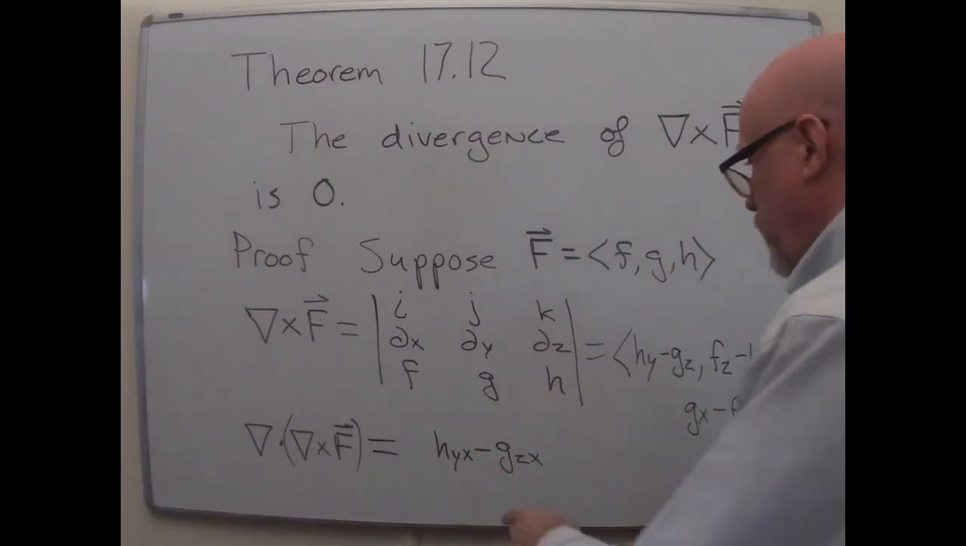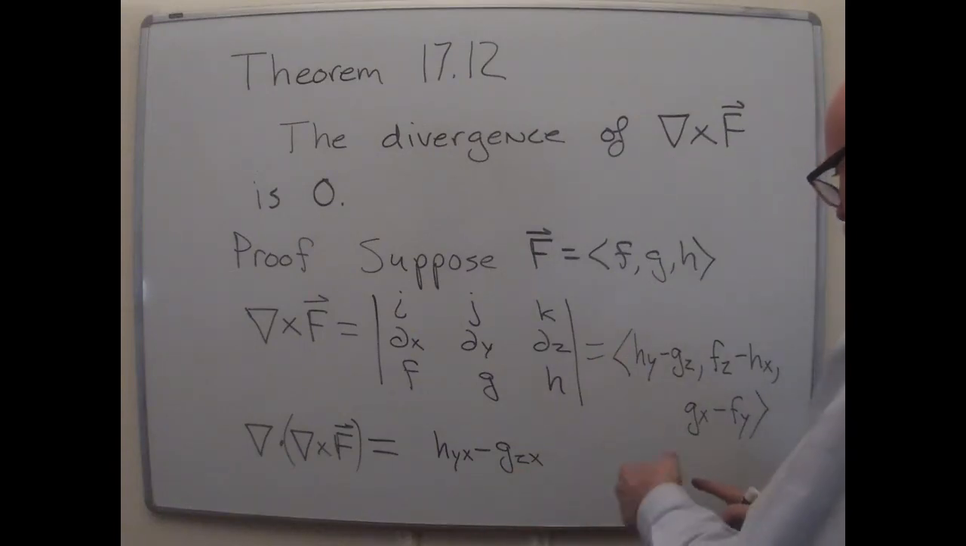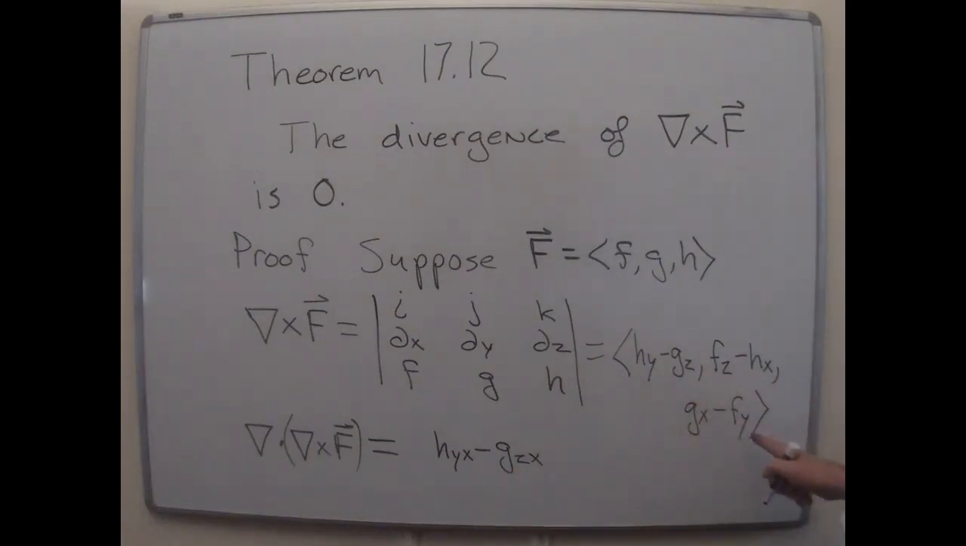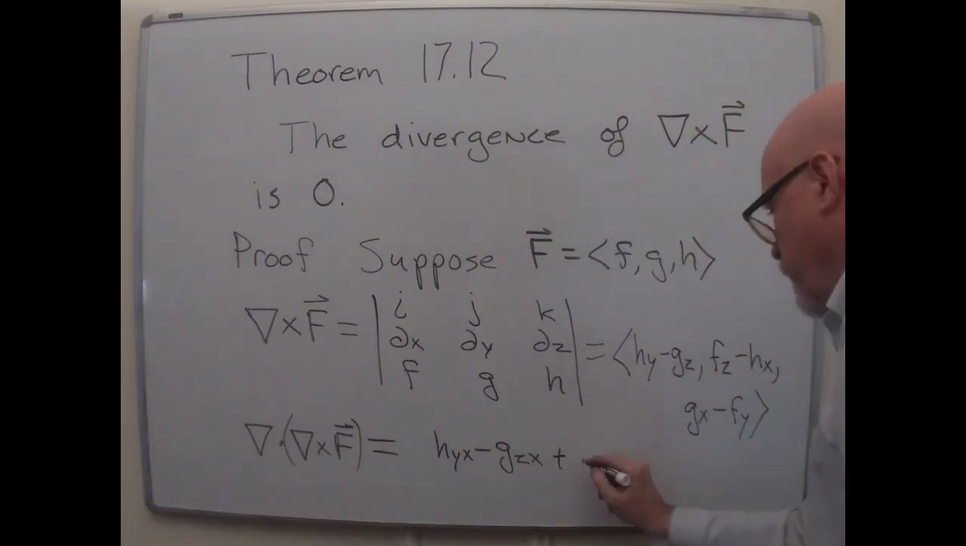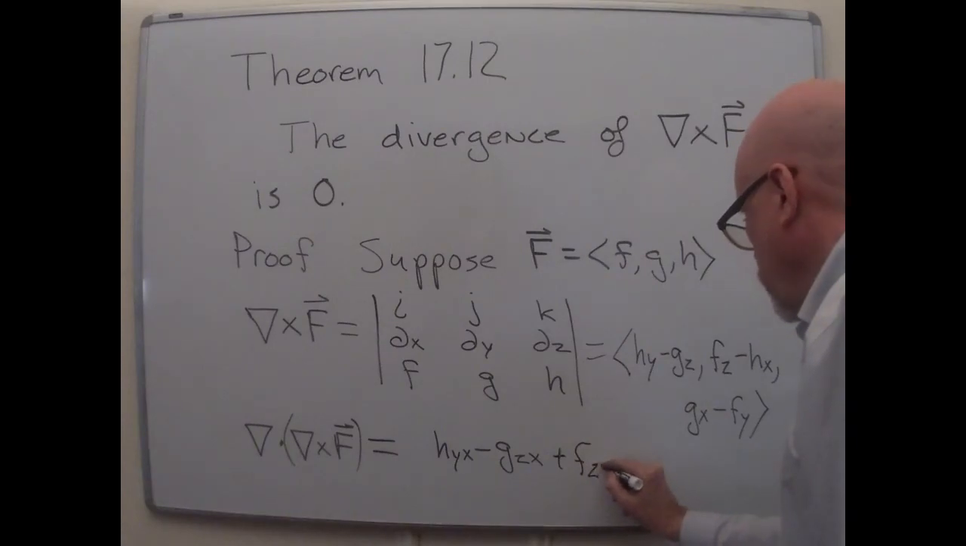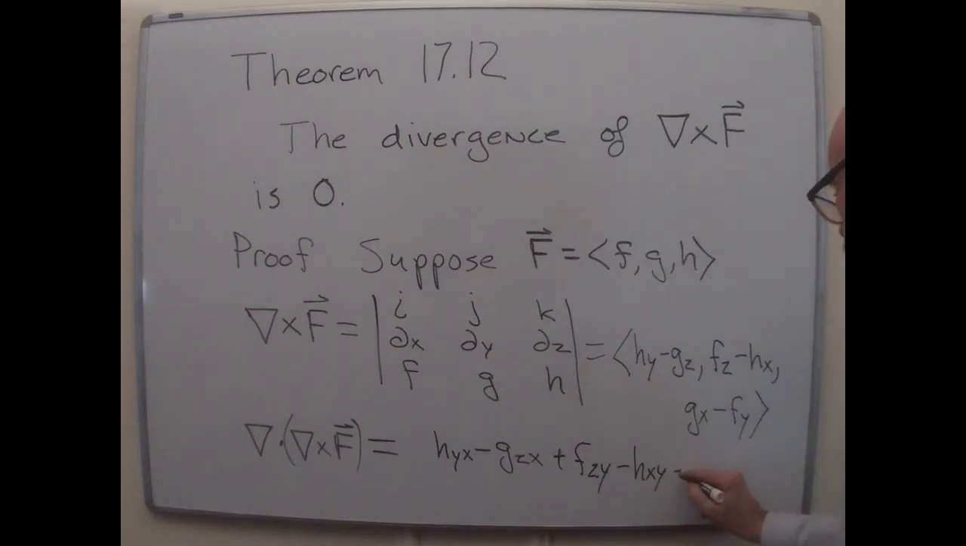Anyway, is that the right thing? We're going to be taking the del operator, which has partial x, partial y, partial z in it, times this vector. So first those guys get x derivatives, then the next guys get y derivatives. So it's f sub zy minus h sub xy, and then finally the last guys get z derivatives, so that's minus g sub xz minus f sub yz.